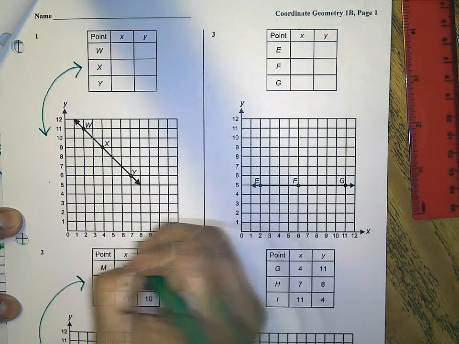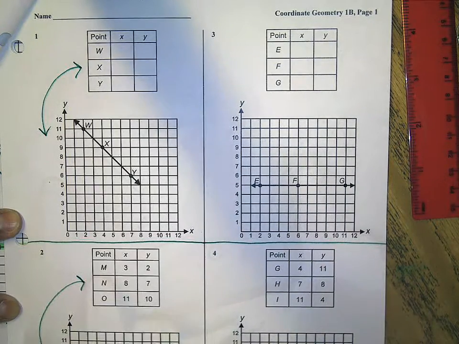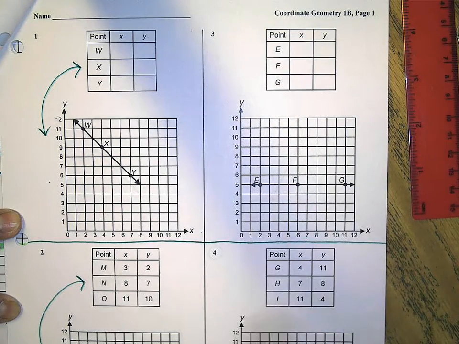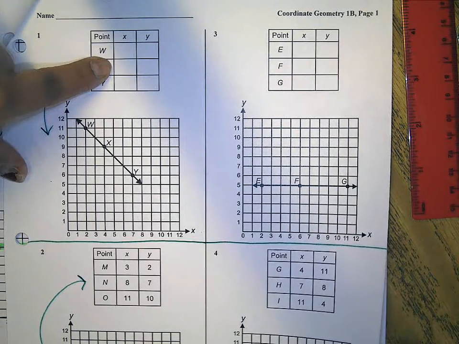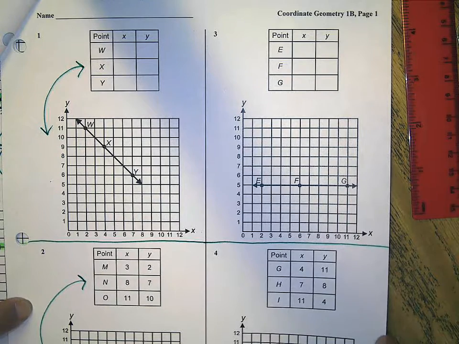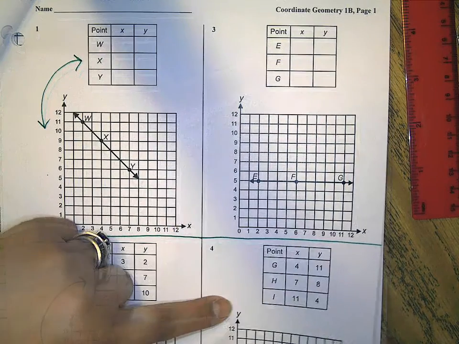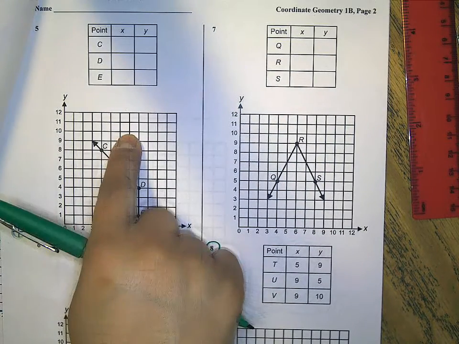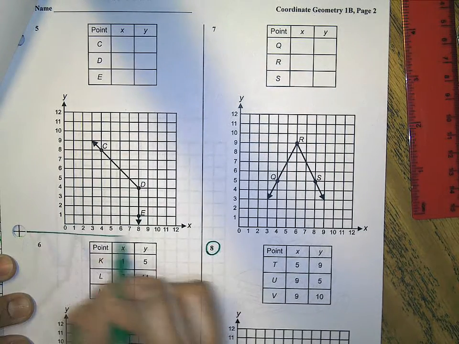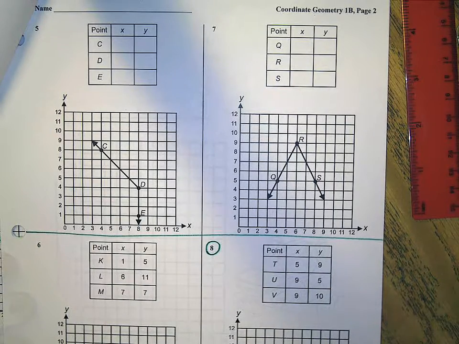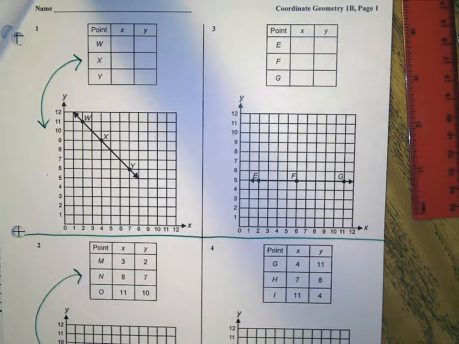If you need to, draw lines across so that you know this is together, this is together, this one is together. On 1B, you're filling in your data table. On 2, you're filling in your coordinate grid. 3, you're filling in your data table. 4, your grid. 5, your data table. 6, your grid. 7, your data table. 8, your grid. Please keep that in mind. This is for homework and it is due tomorrow.